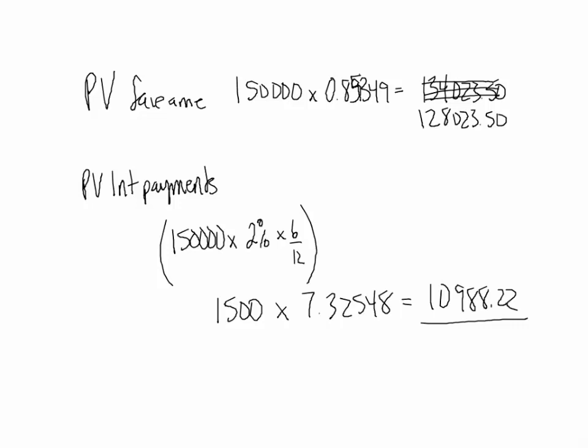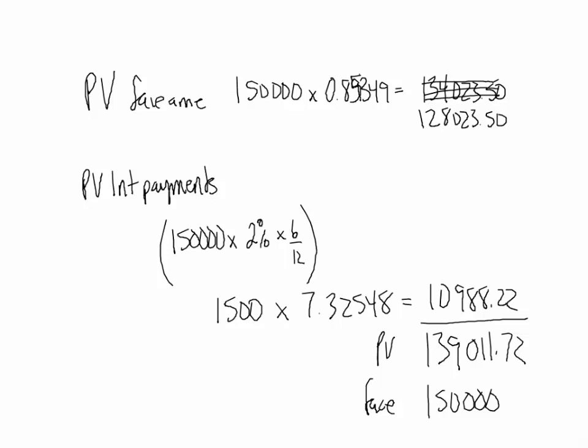10,988.22. So add these two together, plus 128,023.50 is equal to 139,011.72. So even though the face value of the bond is $150,000, no one would pay $150,000 for it. The most that anybody would pay would be $139,011.72. Does everybody understand why we would pay less for it? Okay. Everybody appears to understand exactly what's going on.